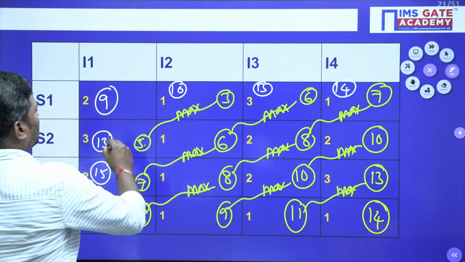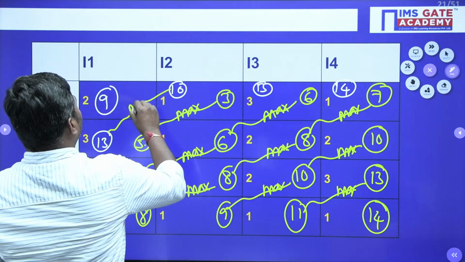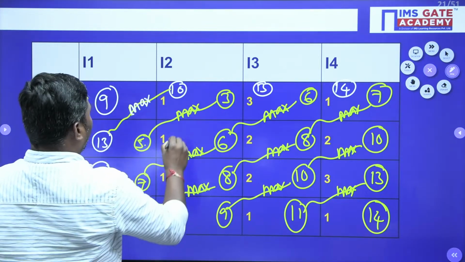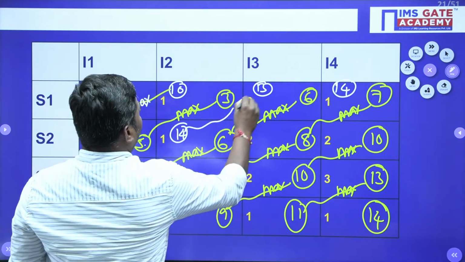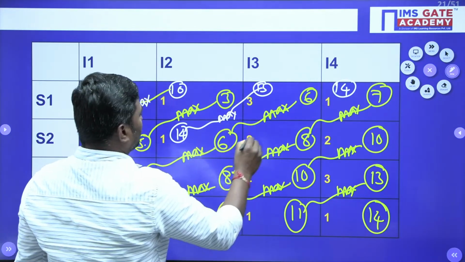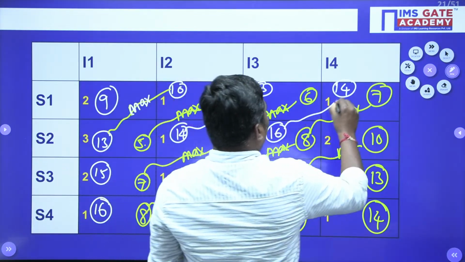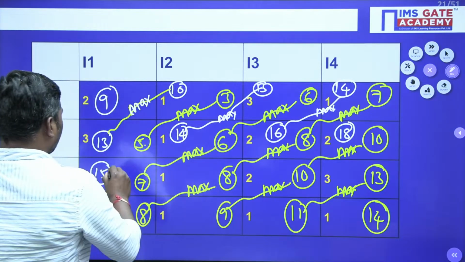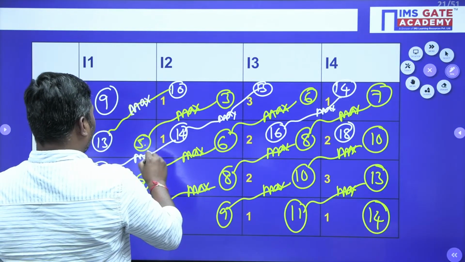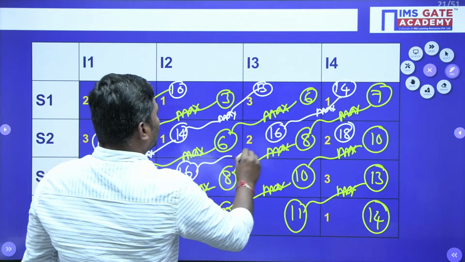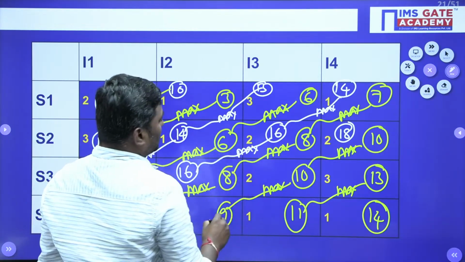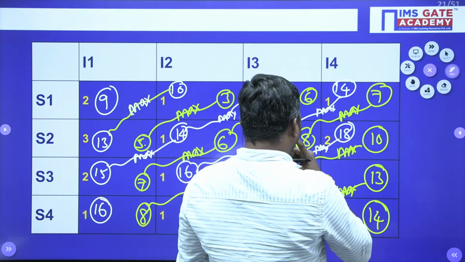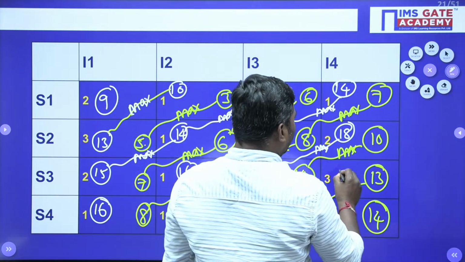Simple. Maximum of these two. So maximum of these two, how much? 13. 13 comma 1, 14. I am marking. Maximum of these two, 14 plus 2, 16. So 16, maximum of these two, 18. Right. Now similarly, maximum of these two, 15 plus 1, 16. So maximum of these two, that is 16 plus 2, 18. So maximum of these two, how much? 18 plus 3, 21.